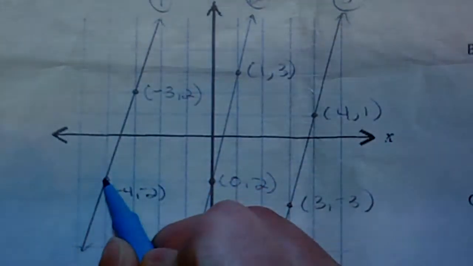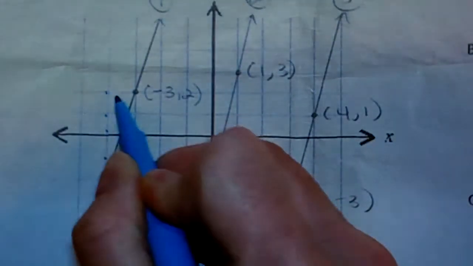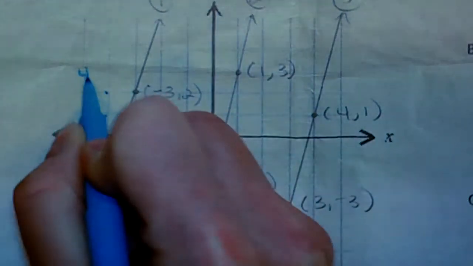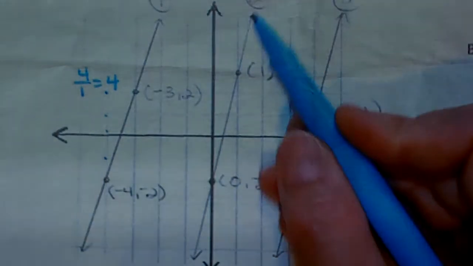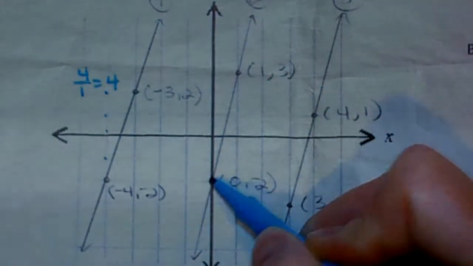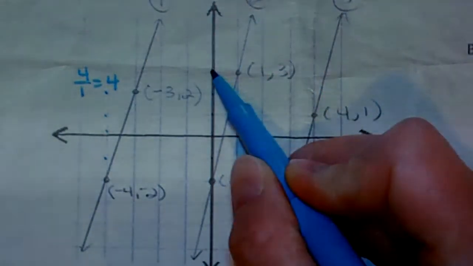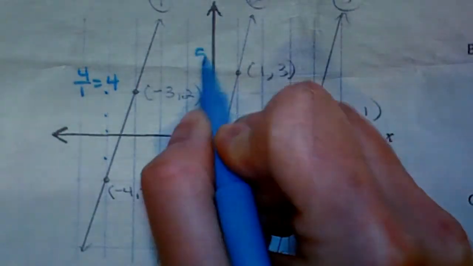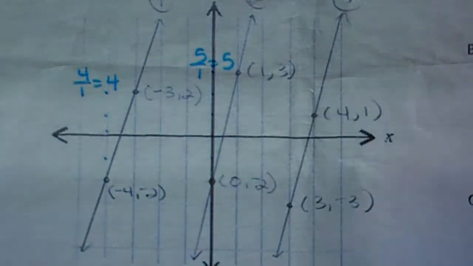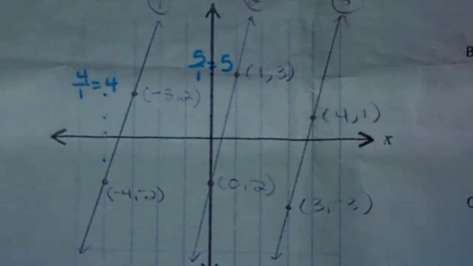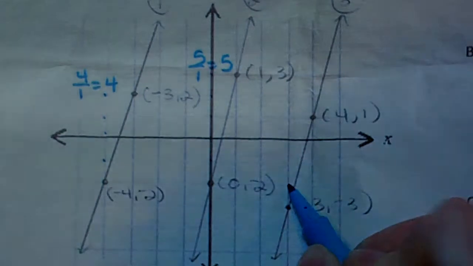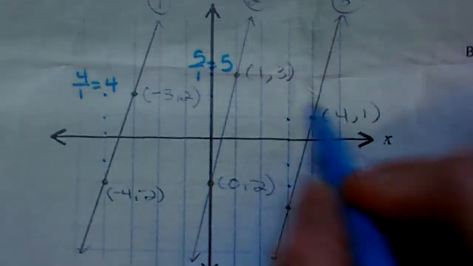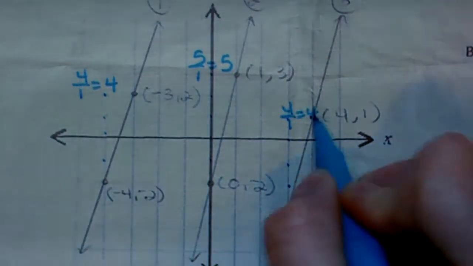So look at line number 1. To get from one point to the next in line number 1, you would go up 1, 2, 3, 4, and right 1. That means its slope is 4 over 1, or 4. To find the slope of line 2 going from point to point, you would go up 1, 2, 3, 4, 5, right 1. So the slope of that one is 5. So I already know 1 and 2 are not parallel. They have 2 different slopes. So let's see which one line 3 is parallel to. Up 1, 2, 3, 4, right 1. So 4 over 1 means 4.